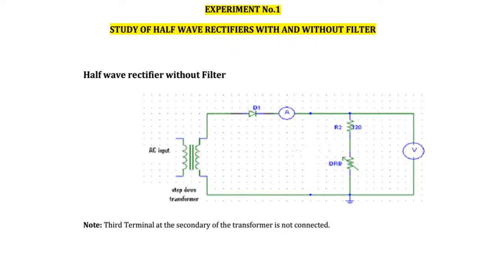Basically, first we are going to build and verify the circuit half-wave rectifier without filter. Here the circuit working is like this. The AC input is stepped down to 9 volt and it is connected to a diode, and from the diode it is connected to an ammeter to measure the current, and from the ammeter it is connected to a 120 ohm fixed resistor, and at the end of the fixed resistor we connect a decade resistance box. The resistance box end is connected to the secondary of the transformer. The voltmeter is connected in parallel to this resistor branch.